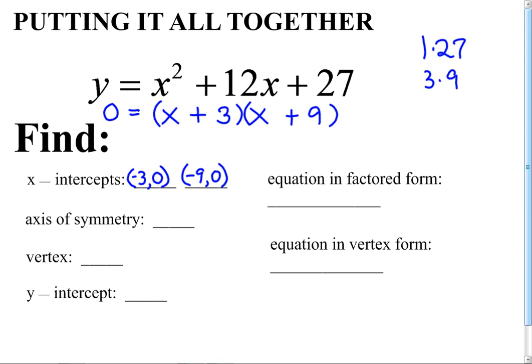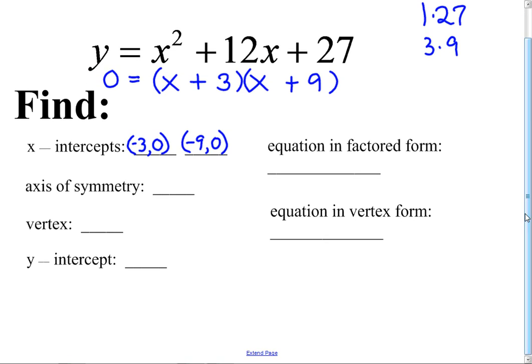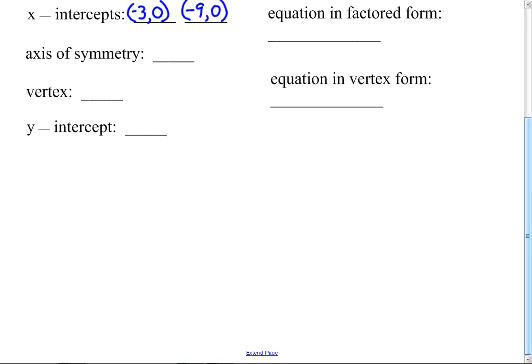Okay, do you remember how to find the axis of symmetry? Should we maybe try and make a little sketch of this to help? I'll do a freehand sketch. Okay, so we have the intercepts of negative 3 and negative 9. So there's negative 3, and there's negative 9. Do you remember where the axis of symmetry is? You said it was halfway.